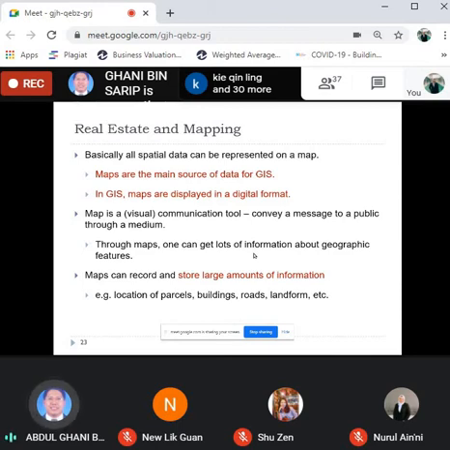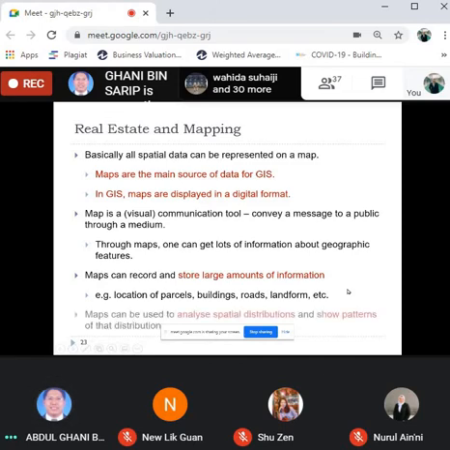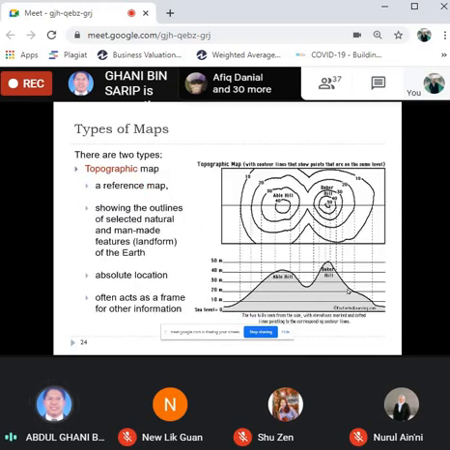There's an idiom: a picture tells a thousand words, right? That's what it tells about maps. From maps, we can know better about location, buildings, roads, landform, and any aspects of data that are related to real estate. And maps can be used to analyze spatial distributions and show patterns of those distributions.